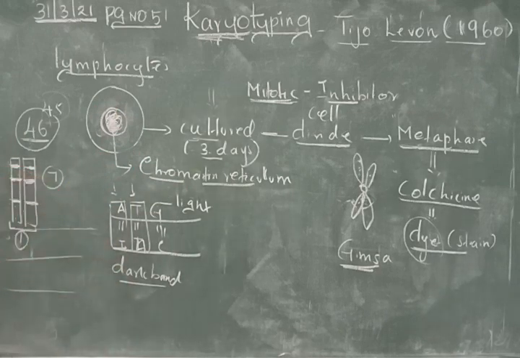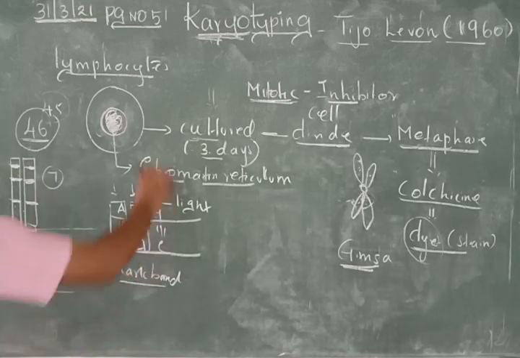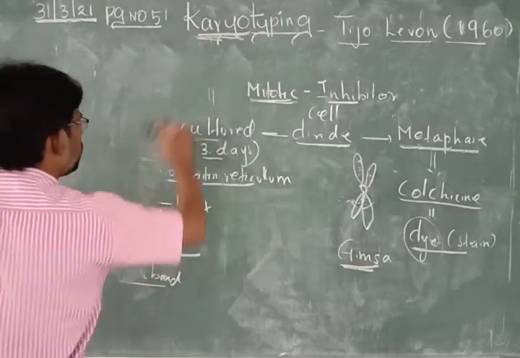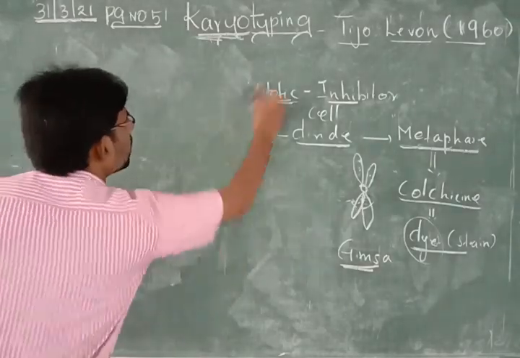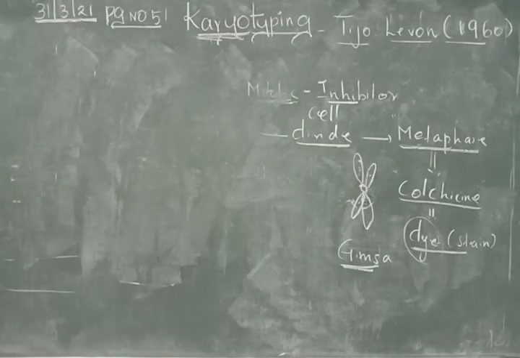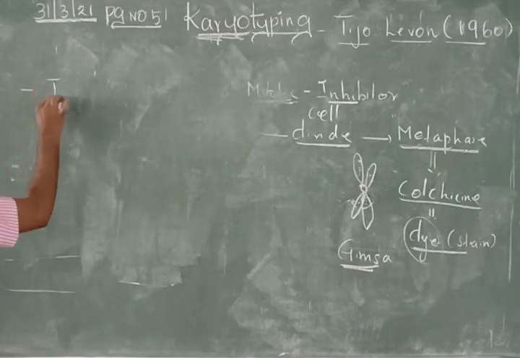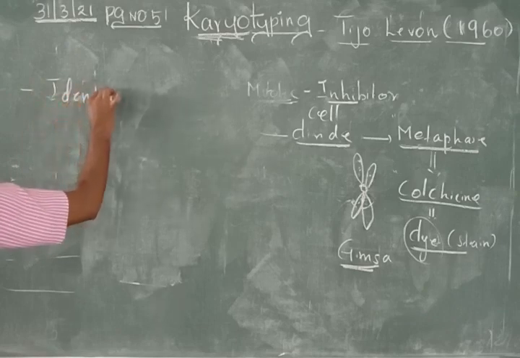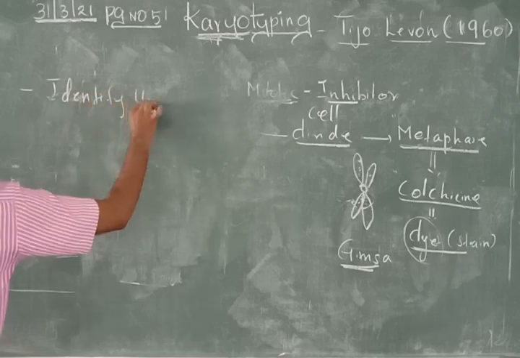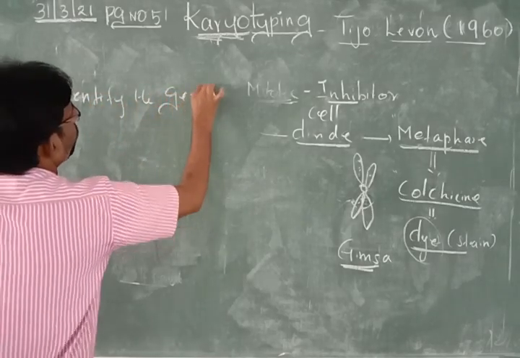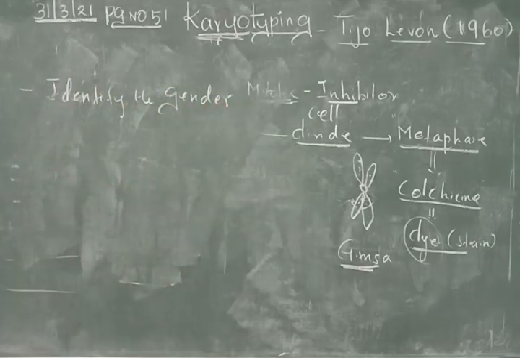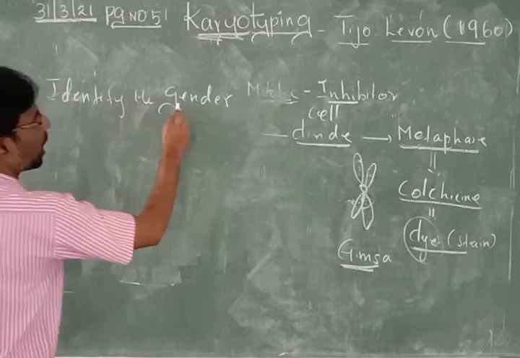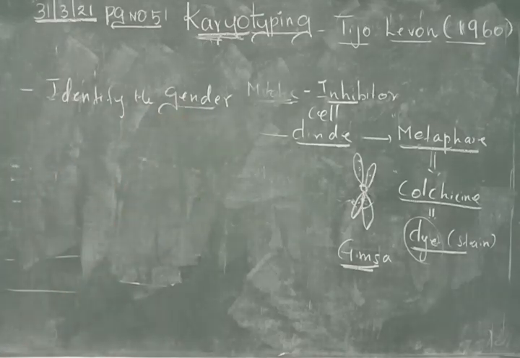The applications of karyotyping are a very important book back question. The main aim of karyotyping is to identify genetic disorders or genetic diseases. But you can also easily identify the gender of a fetus. For example, whether it is male or female can be easily identified by doing karyotyping studies.